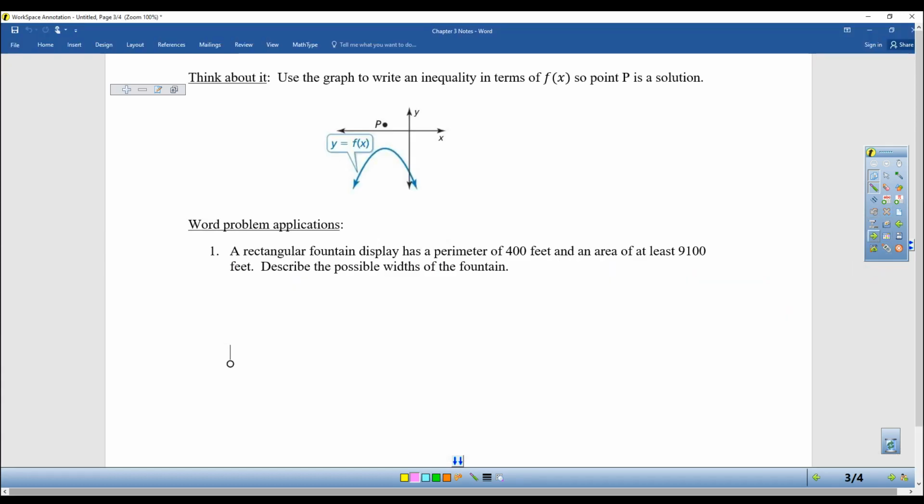The next problem is actually number 16 from the book. This one is number 16 from the book. The first time I read it, I didn't really know what they were looking for. I overthought it, so I thought I'd put it in the notes so you don't overthink it. It says, use the graph to write an inequality in terms of f of x, so point P is a solution. So in order for point P to be a solution, what they're really saying is write an inequality that would shade this portion of it.